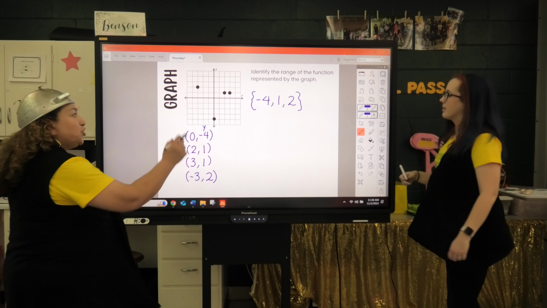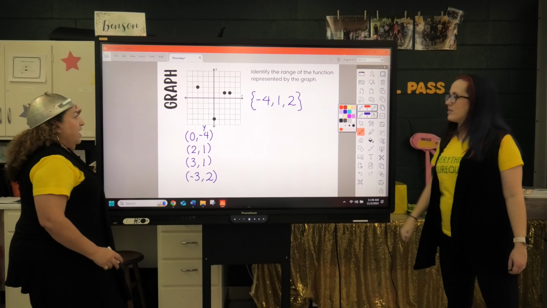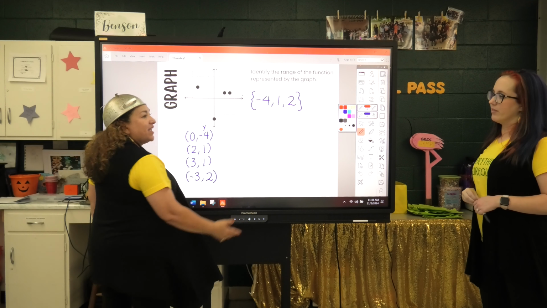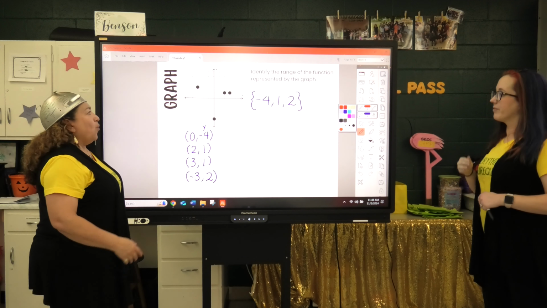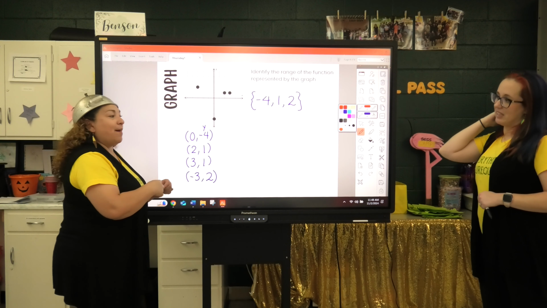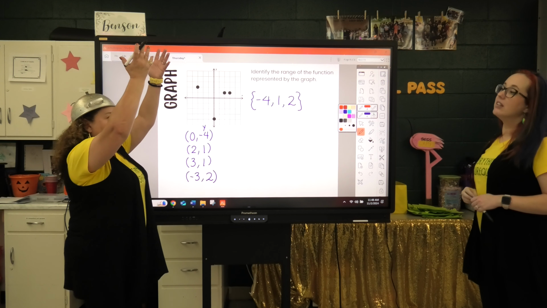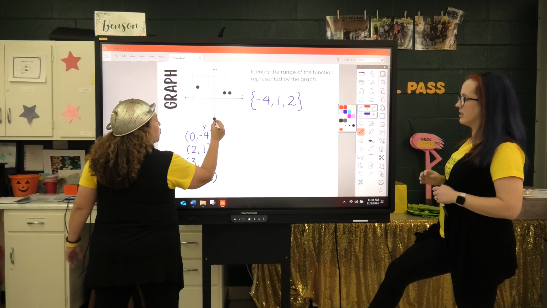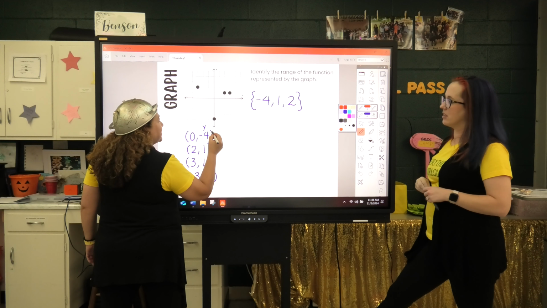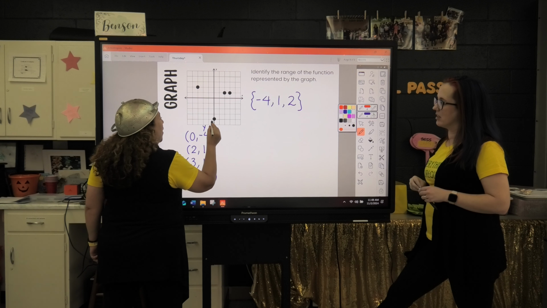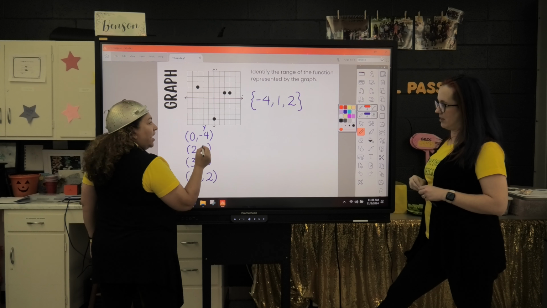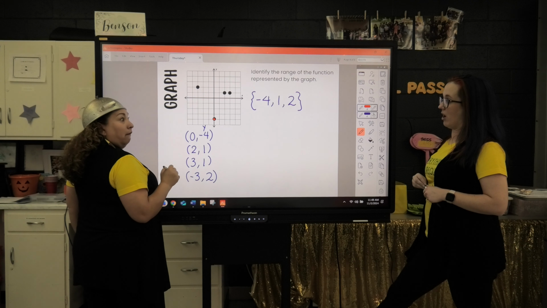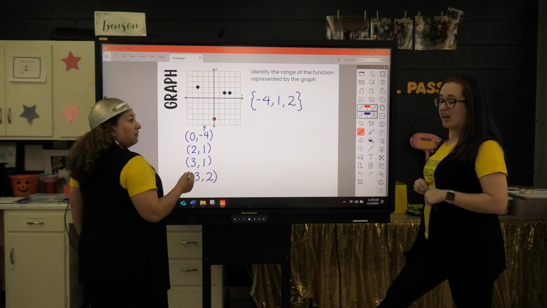Okay, that sounds perfect. Could you change the ink color, please? Of course. This time, remember last time for domain, I went left to right because that's the way I read? Well, when I'm talking about y values, I'm going to go bottom to top, starting with the negatives, going up to the positives. So I'm going to look right here, and I'm going to say to this guy, hey guy, what is your y value? And he's going to say, I'm sitting on it. He's sitting right there, right on the y-axis.